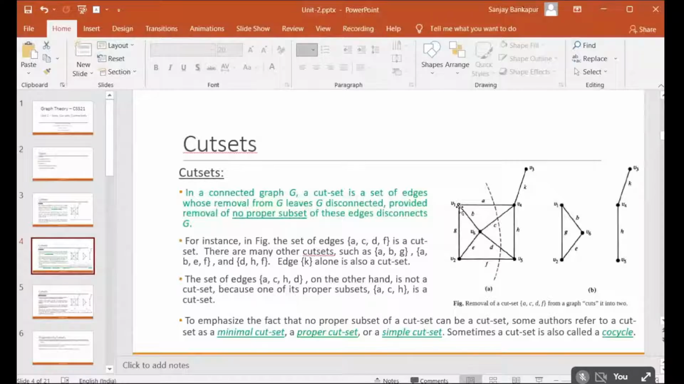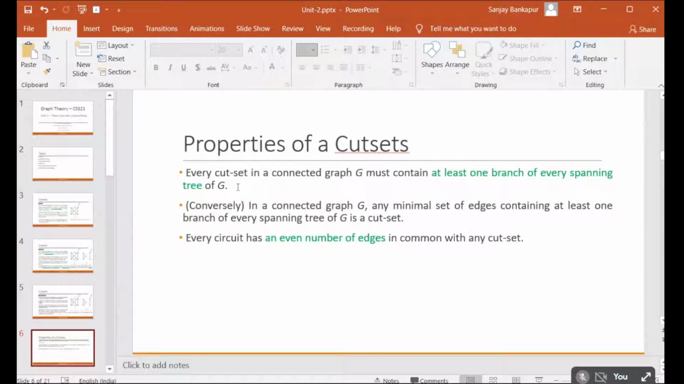Any edge that is part of a spanning tree is a branch. So either A will be a branch, B will be a branch, or G will be a branch. So with the removal of any set of edges, there will definitely be one branch, right? If I'm trying to make V1 isolated by removing A, B, and G, then either A will be a branch, B will be a branch, or G will be a branch. As simple as that. That's the property. It's the first property, which is obvious, so I didn't go into the explanation.